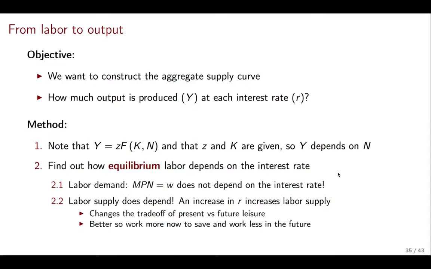Now, to do this, we're gonna note two different things. The first one is that on the labor demand side, the demand is totally given by the marginal productivity of labor. As we discussed in our video on the firm decision problem, this is a completely intratemporal decision. So the interest rate does not affect the level of demand. The labor supply does depend on R. We covered this in our video on the household optimization.